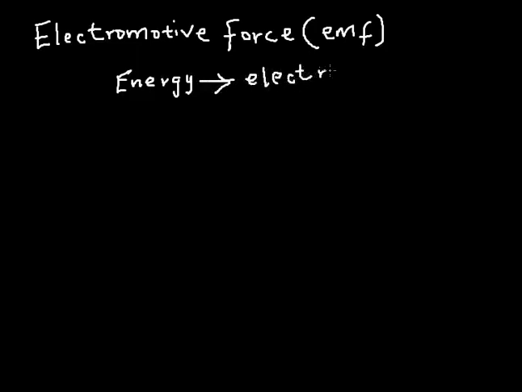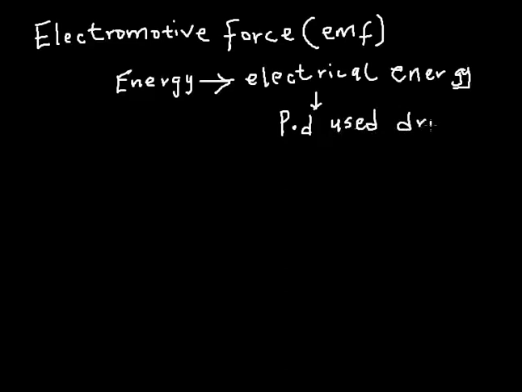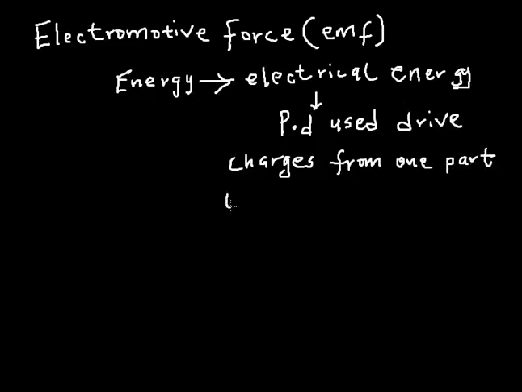That is actually used to drive electrical energy. So the energy, whatever energy it is, is converted to electrical energy, which provides a potential difference, that is used to drive current or to drive electric charges from one part of a conductor to another.